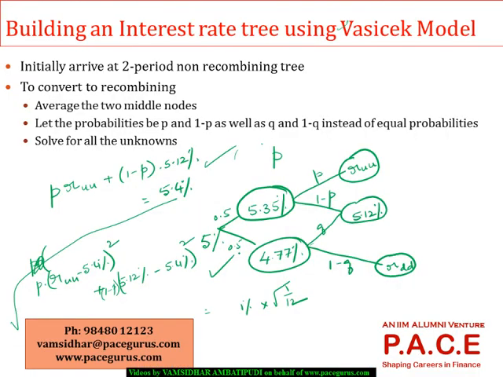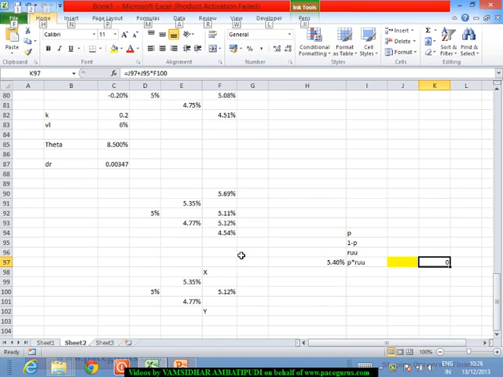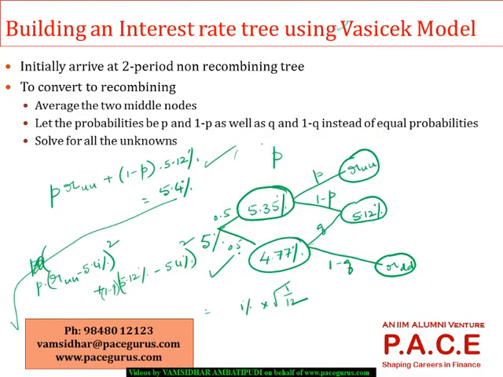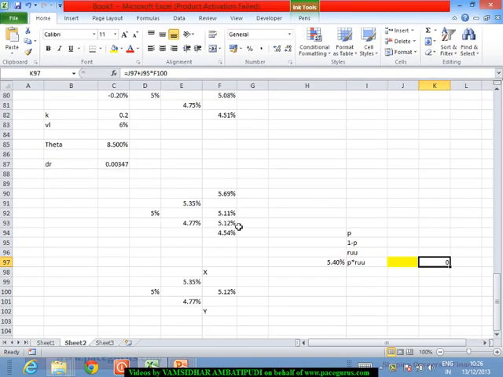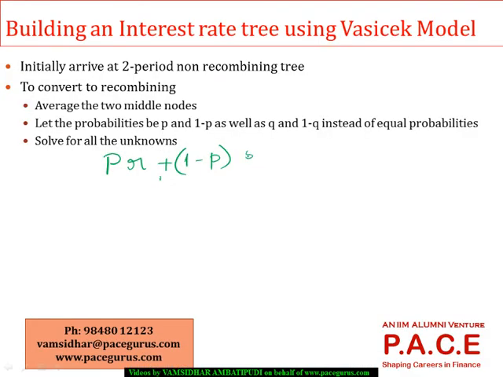How can we solve for P here? The way to go about it is simplifying these two equations. First, match the expected value: P times some RUU plus 1 minus P times 5.12% is equal to the average value, 5.4%. So I will simplify this: PR plus 5.12% minus 5.12% into P is equal to 5.4%.